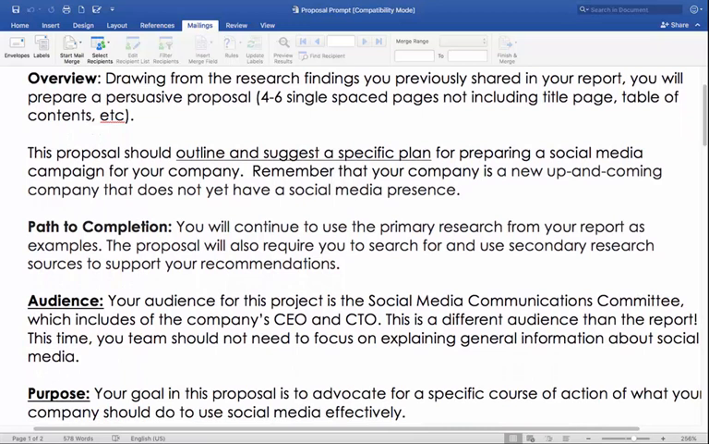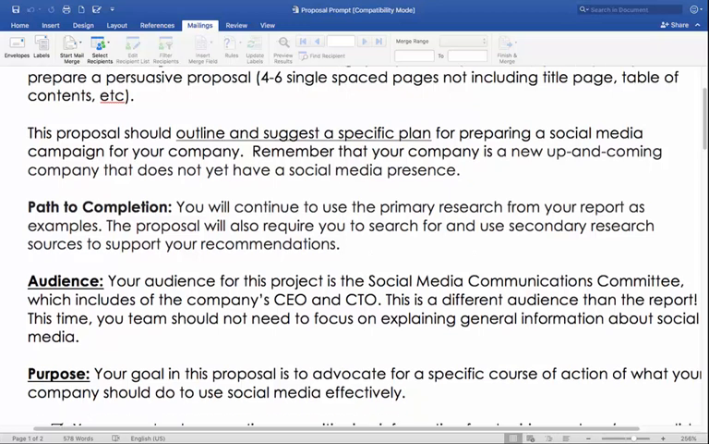What you're going to do in the proposal is outline and suggest a plan of action for your company. So remember that your company does not have a social media presence. So you're going to be telling your company what social media platform is going to be the best for them and how they should use that social media platform. So basically, if I were to read this proposal, I would be able to execute your plan based on your recommendations. So someone should be able to read this and then actually do what you say. So you want to be as specific as possible.